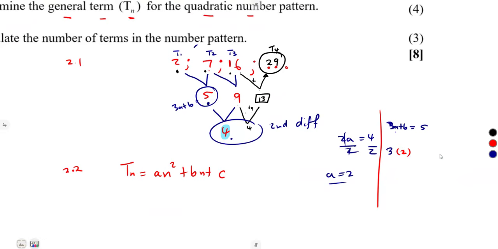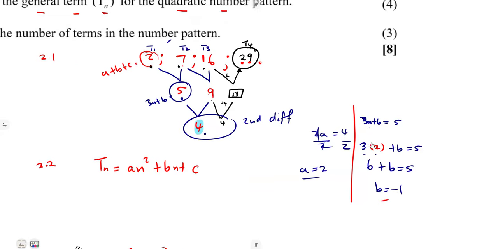Our a, remember, is 2, so 2 plus b equals 5. That's going to be 6 plus b equal to 5. So b is equal to what? Taking this to the other side gives us 5 minus 6, which is negative 1. Then the first term is equal to a plus b plus what?